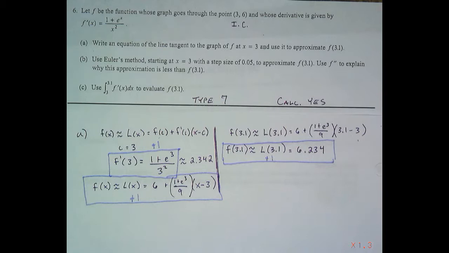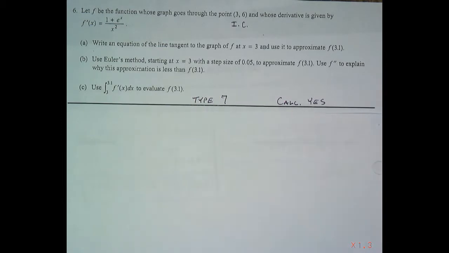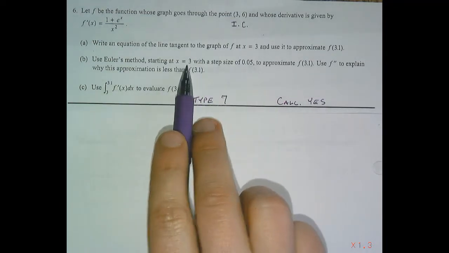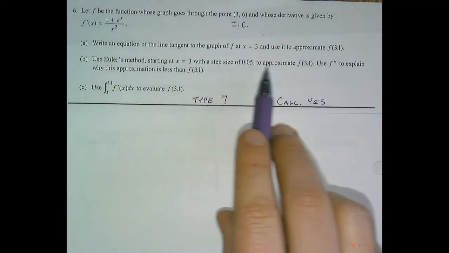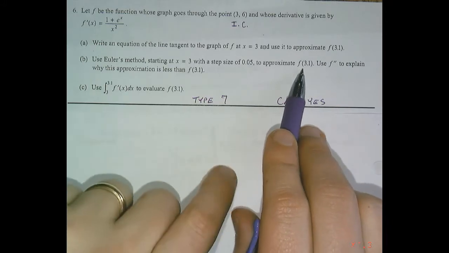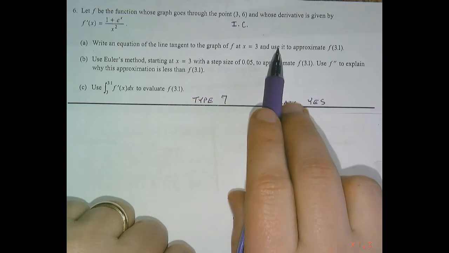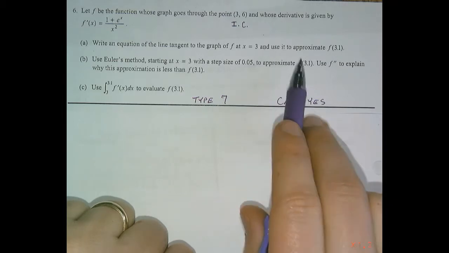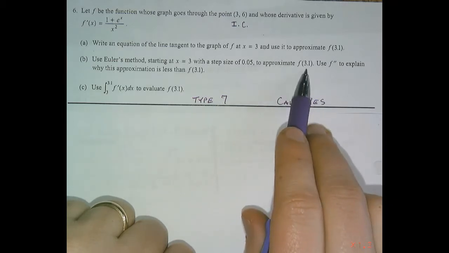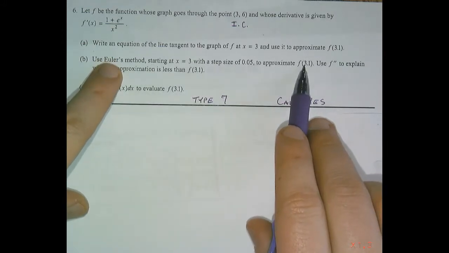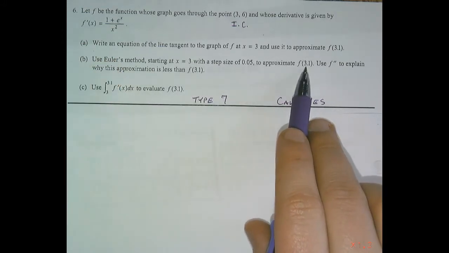All right, let's move on to part B. Part B says, use Euler's method starting at 3 with a step size of 0.05 to approximate f of 3.1. So we're now taking a different approach to approximate f of 3.1. In the first case, we used linearization techniques to do this, and now we're going to use Euler's method, which is basically an advanced form of linearization. You're doing several smaller increments of lines.